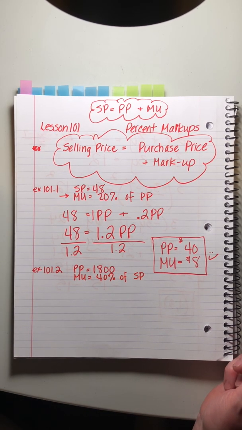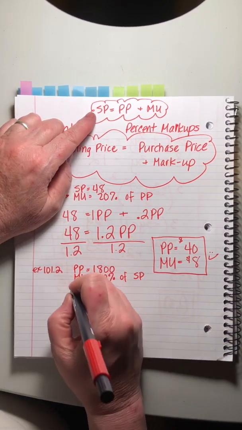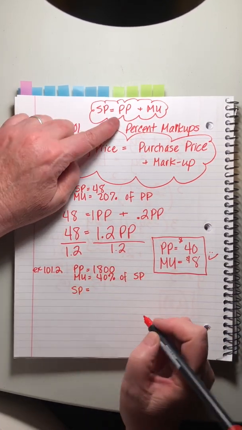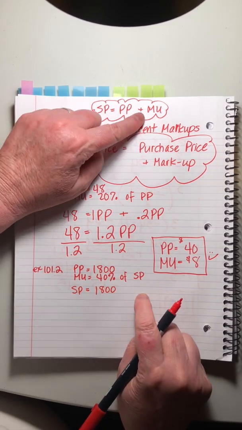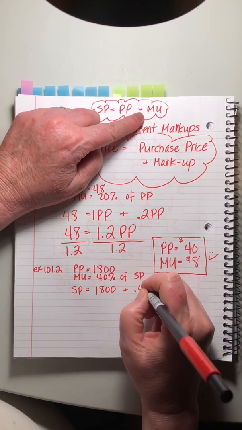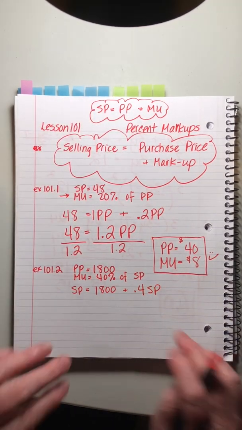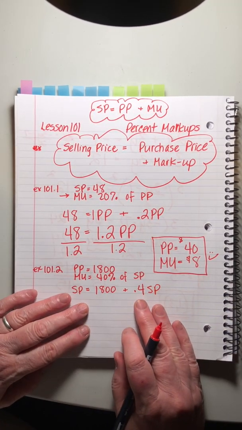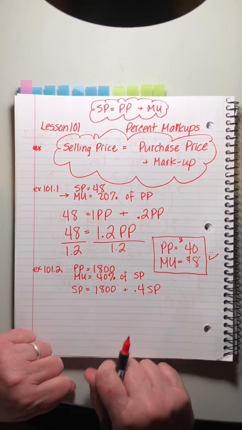Okay. So we just have to be careful with how we set this up, but here we go. Selling price, we don't know that. Equals the purchase price, $1,800, plus the markup, and the markup is 40%, 0.4, of the selling price. So just like before, we can easily translate this relationship into the equation.